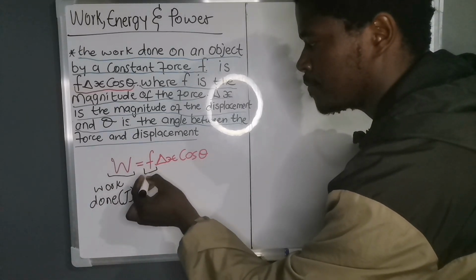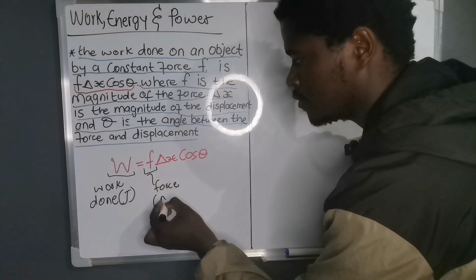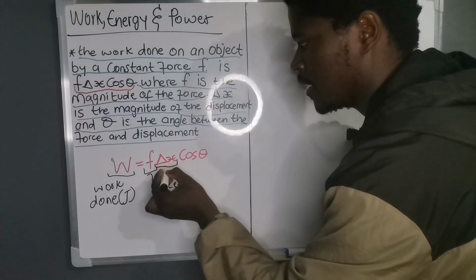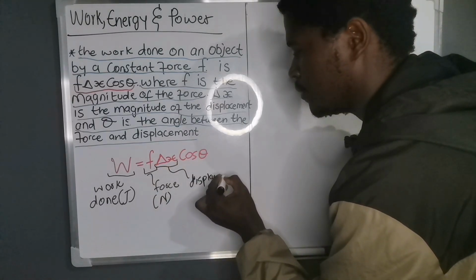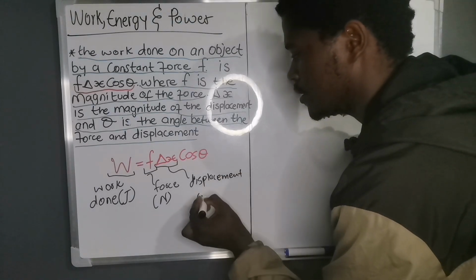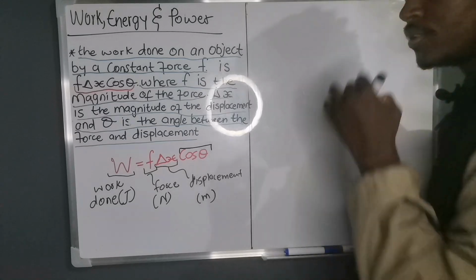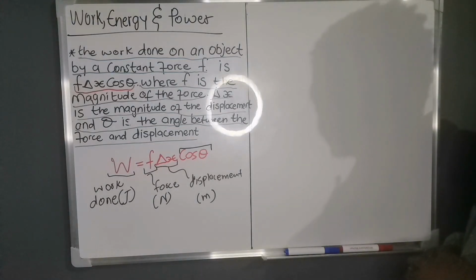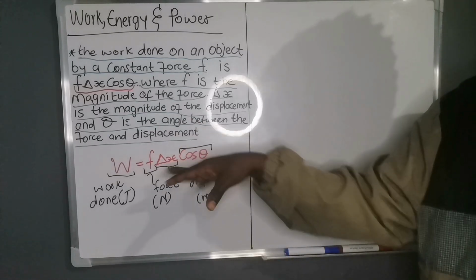Then F is our force, measured in newtons. Then change in x is our displacement, measured in meters, the length. Then cos theta is the angle between the force and displacement. Now, cos theta is so important in this function.